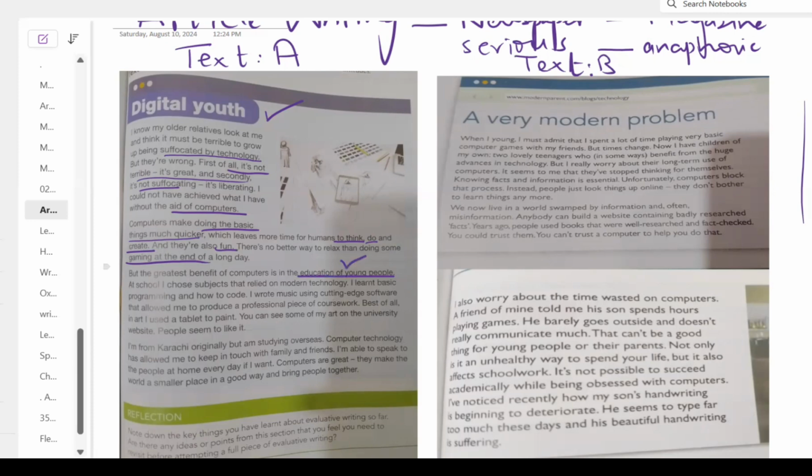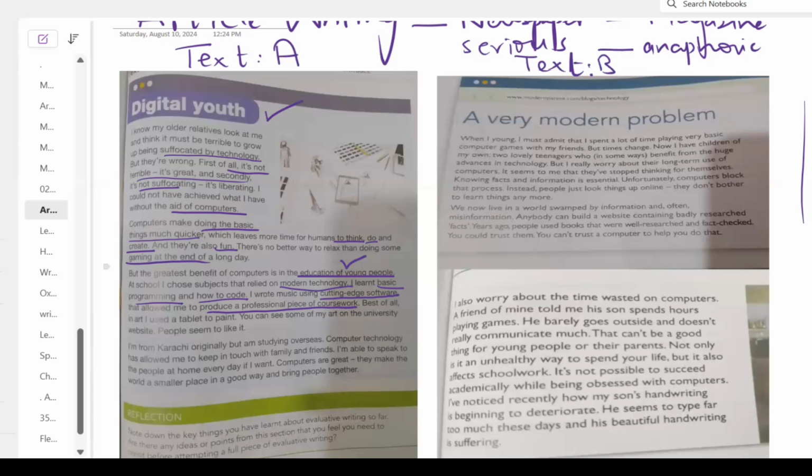"At school, I chose subjects that relied on modern technology. I learned basic programming and how to code," and that's also from the computers. "I wrote music using cutting edge software." So we can use software on computers, "and that allowed me to produce a professional piece of coursework," and that's also through computers. So this paragraph is entirely on the benefits of computers. "Best of all, in art, I used a tablet to paint. You can see some of my art on the university website. People seem to like it."